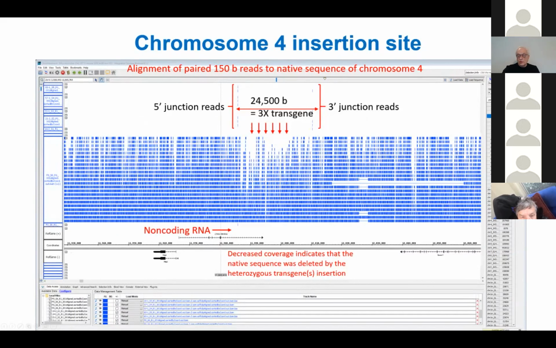What you see here is short reads, 150 base reads, superimposed on the chromosomal sequence. In areas where you inserted the transgene, there could be missing reads. And in fact, what we see here is that the transgene replaced a part of the chromosomal DNA, and this effect is heterozygous. There are 3 copies, so we can actually look at the junctions here, and the 3 copies of the transgene are inserted into this area head to tail.